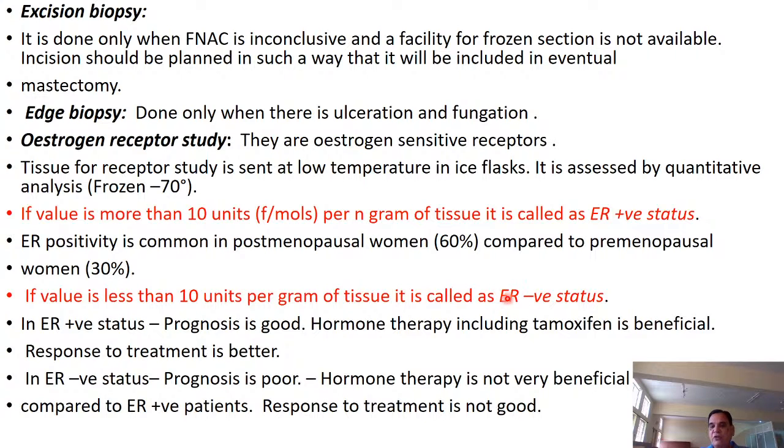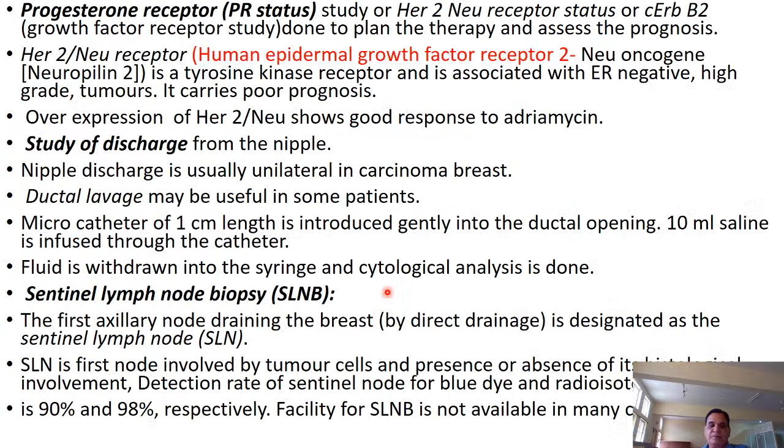Why does ER stand for estrogen? Remember, in English and American English, estrogen starts with E. In India, we start with O, as in British language, oestrogen. So this E stands for estrogen, not OR. It is ER. So ER and PR. ER is estrogen, and positive and negative: less than 10 units negative, more than 10 units positive. This is the most important prognostic indicator.